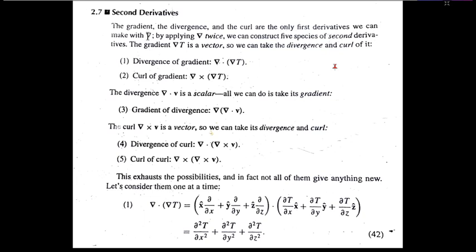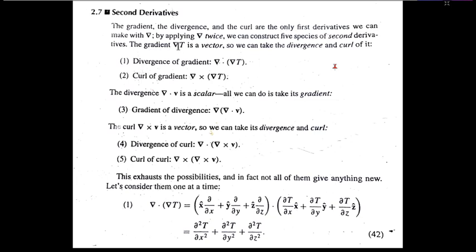Here they are saying that one del is already applied, and if a del operator is applied a second time on it, we will be having 5 varieties of the second derivatives. What are those? 1, 2, 3, 4 and 5. Let us see them in detail.